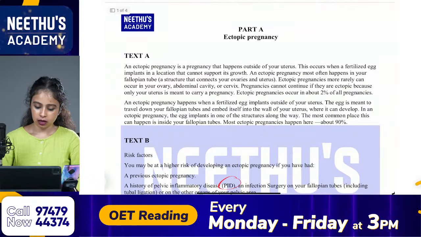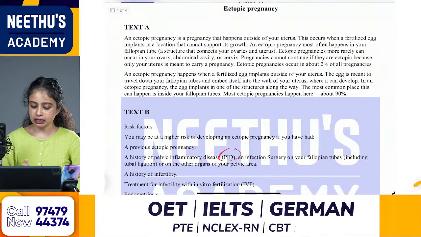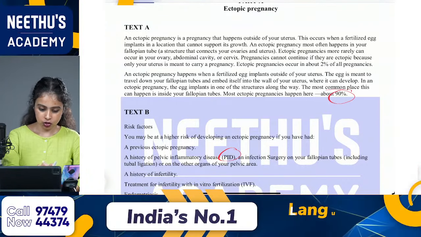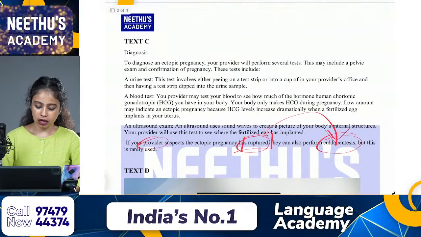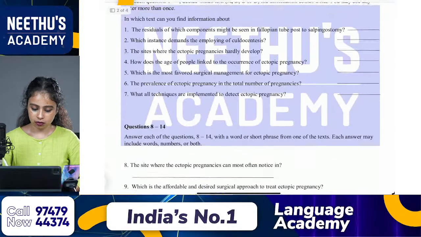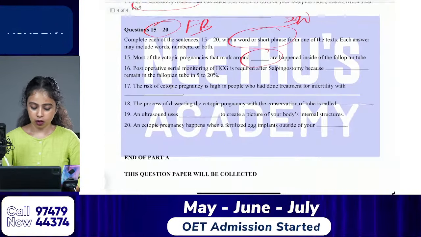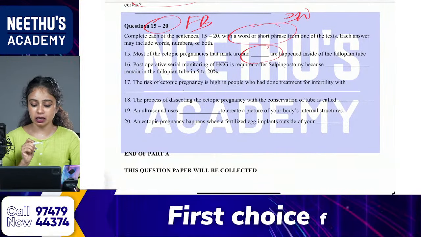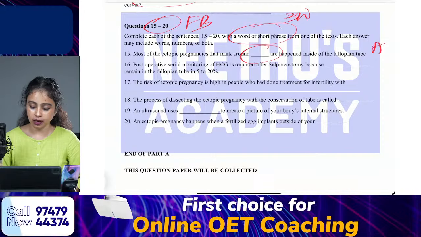See, it is from the prevalence, I think. Most ectopic pregnancies happen here, about 90%. So the answer should be 90%. Most of the ectopic pregnancies that occur around 90%, and that is from text A.